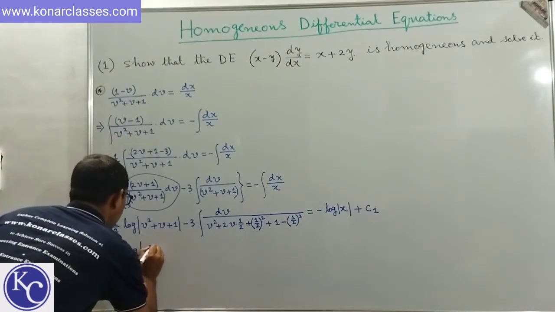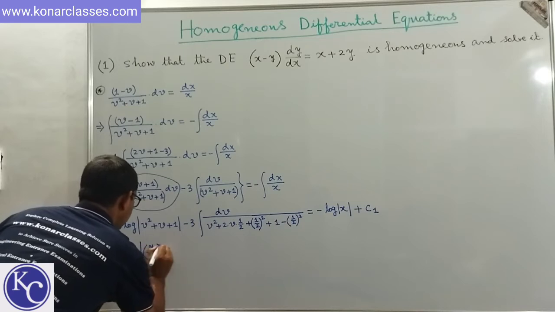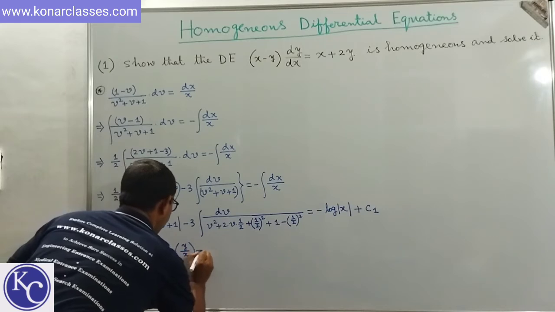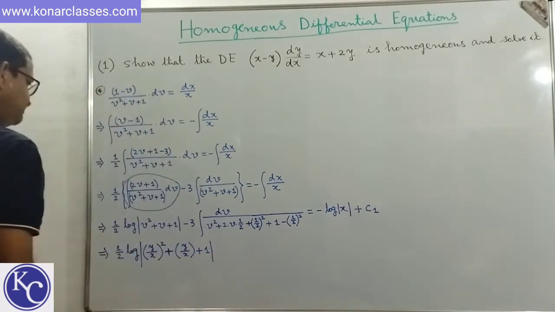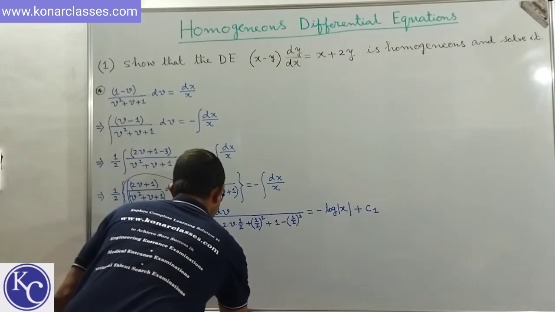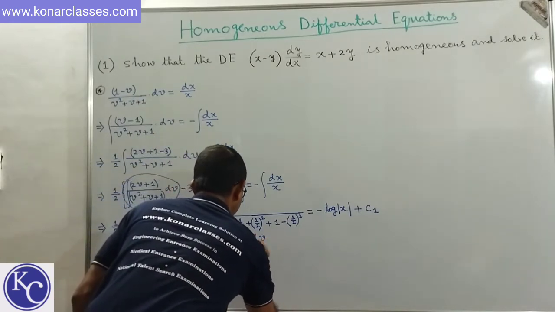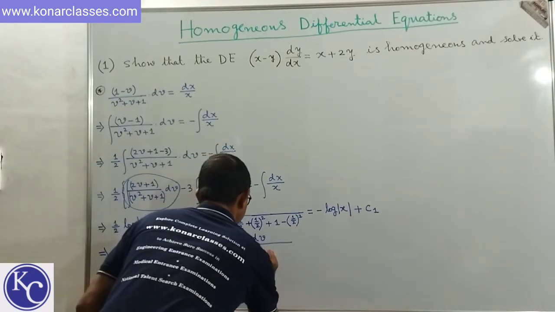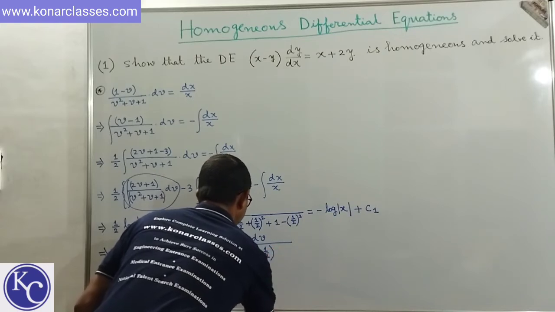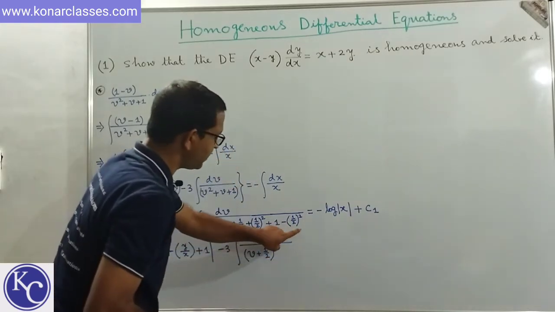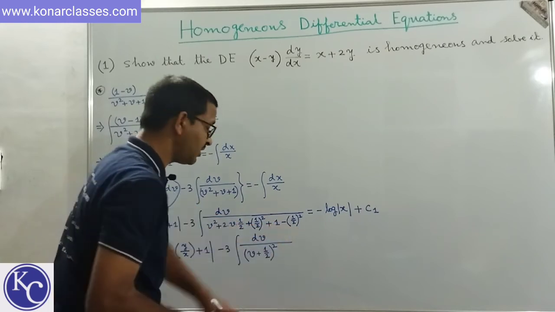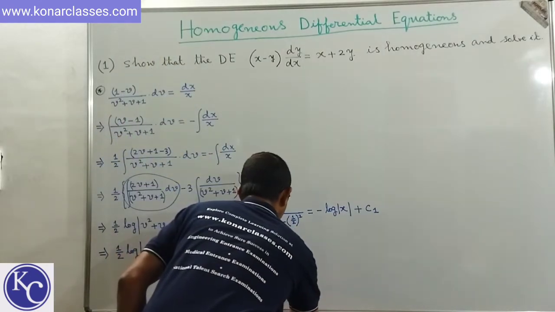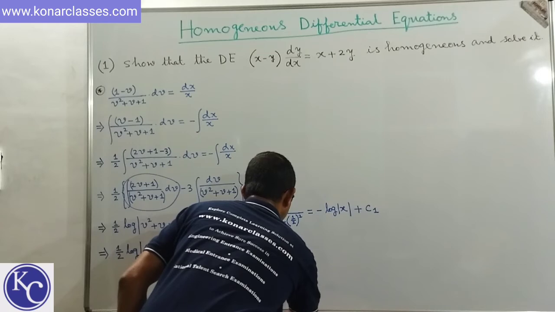So that implies what? (y/x)² + y/x + 1, minus 3∫dv, where the denominator is (v + 1/2)² + 1 - (1/2)². 1 minus 1/4 is 3/4, and 3/4 means what? (√3/2) whole squared.